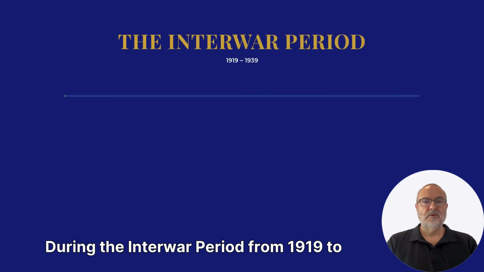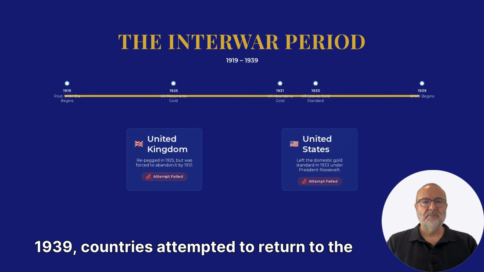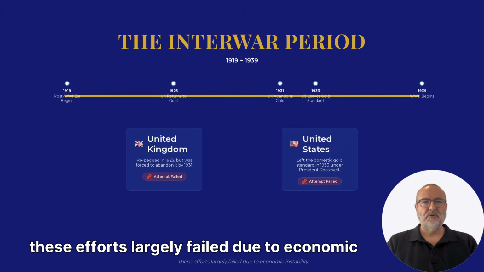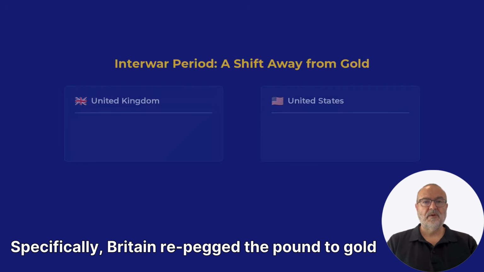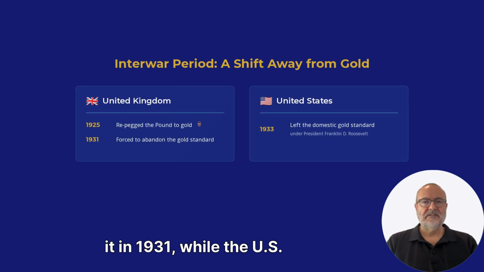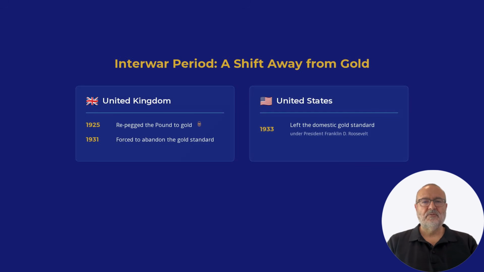During the interwar period from 1919 to 1939, countries attempted to return to the gold standard after World War I, but these efforts largely failed due to economic instability. Specifically, Britain repegged the pound to gold in 1925, but was forced to abandon it in 1931, while the U.S. left the domestic gold standard in 1933 under President Franklin D. Roosevelt.